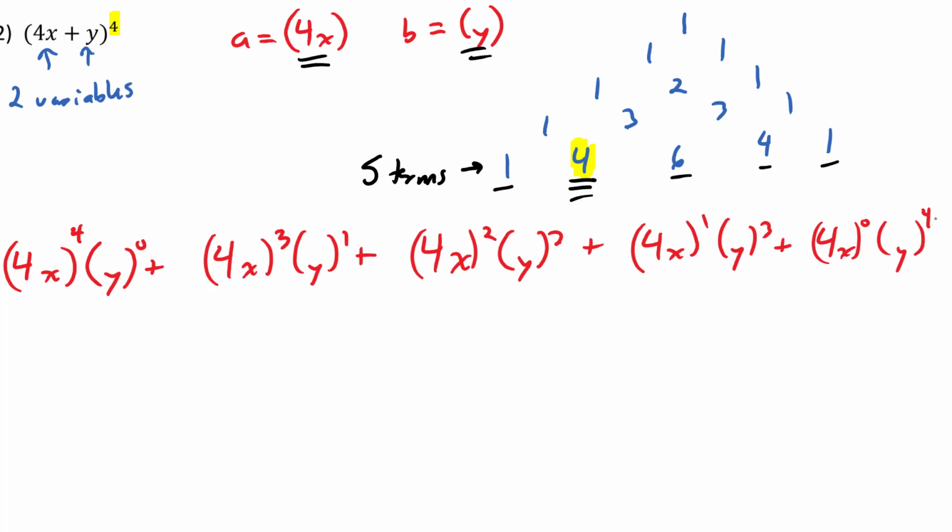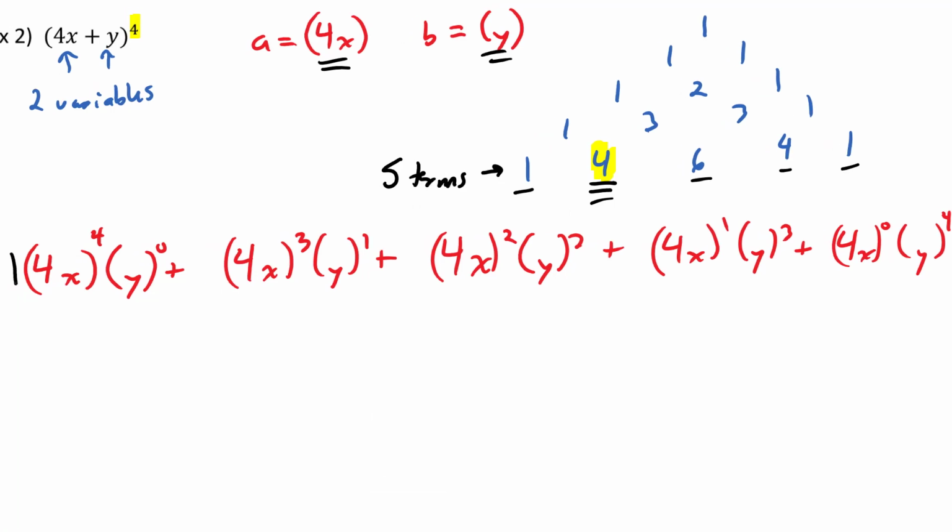Let's put in our coefficients here now. Our coefficients are 1, 4, 6, 4, 1. Again, it comes from Pascal's triangle. Let's work this out now. This is going to be 4 to the exponent 4, which is going to be 256 x to the 4. Next up, we have all of these.